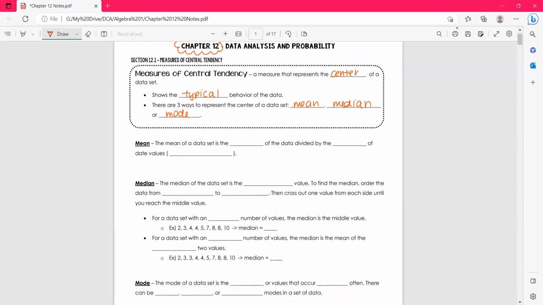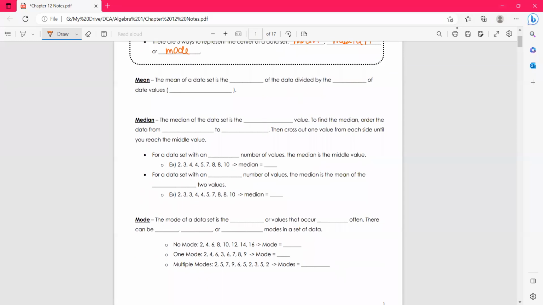Mean, this is very important to understand, and you should know it because that's how we find our grades in the grade book. The mean of a data set is the sum of the data divided by the number of data values. The average is another word for mean, right? So you have to add up all of the data values, and then divide by how many data values there are. Median, the median of the data set is the middle value.